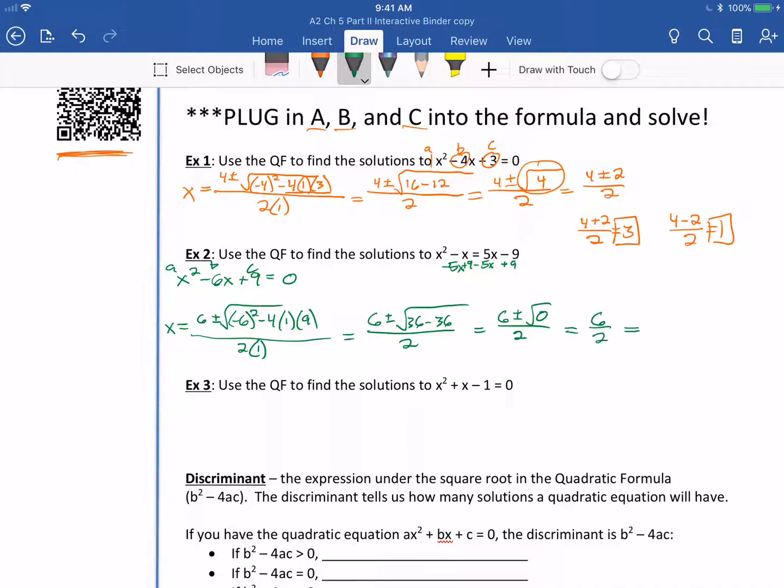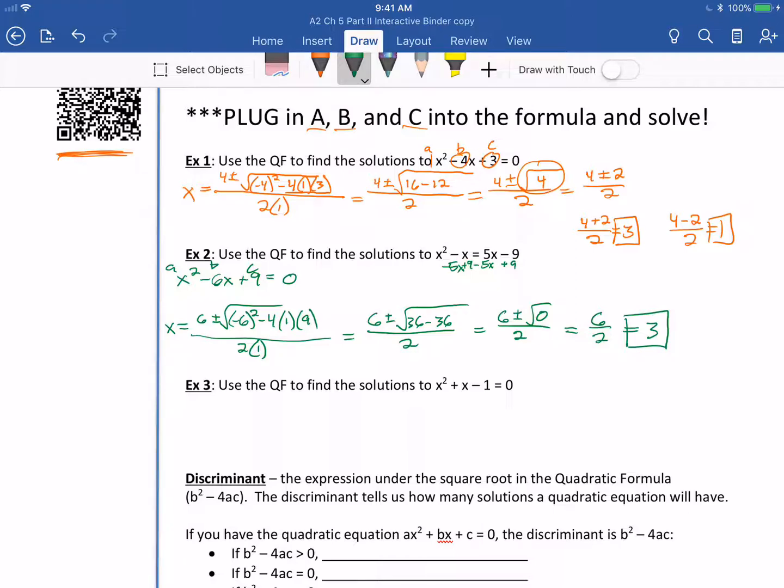So here my answer is 6 over 2, which is 3. And 3 actually happens twice in this equation, and that's okay. That's what that means.